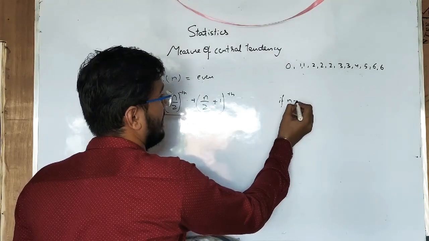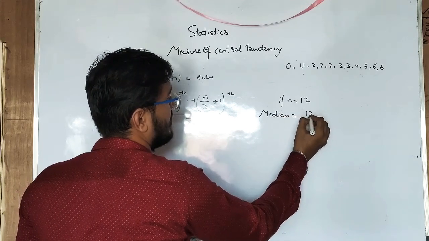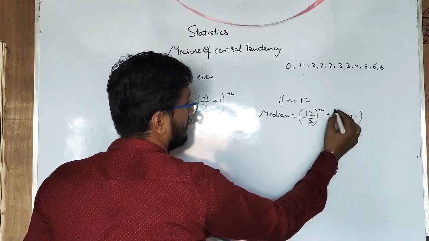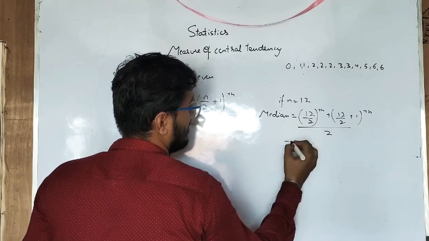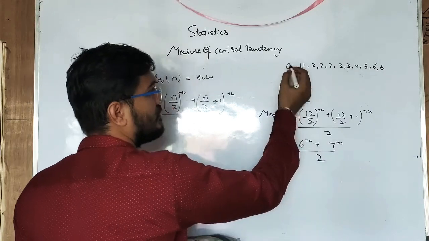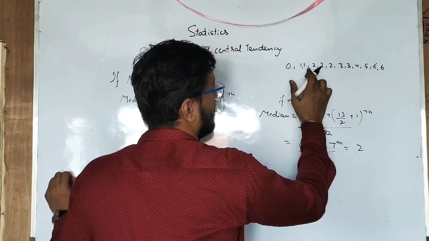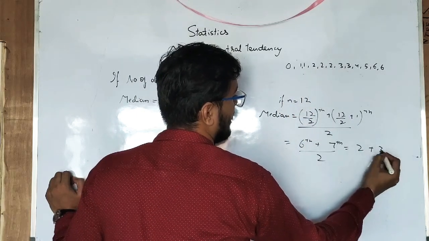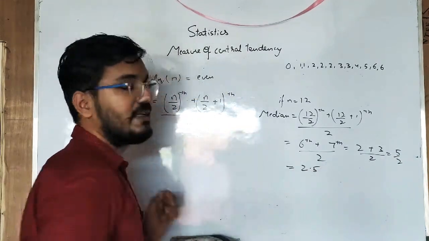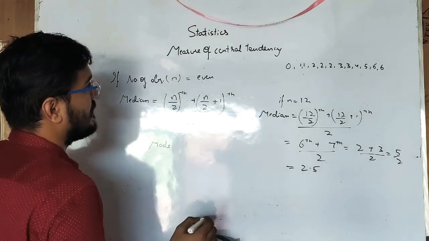If n is 12, the formula for median is the n by 2th term, 12 by 2, plus the n by 2 plus 1th term, divided by 2. That means the 6th term plus the 7th term upon 2. Count the 6th term: 1, 2, 3, 4, 5, 6, which is 2. The 7th is 3. So 2 plus 3 is 5 upon 2, which is 2.5. So median is 2.5.